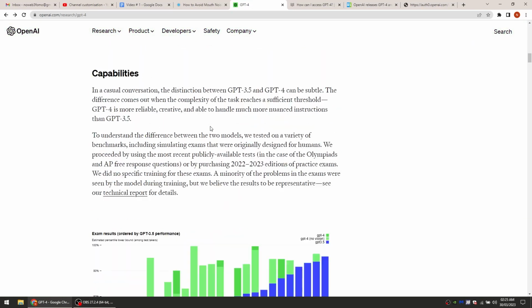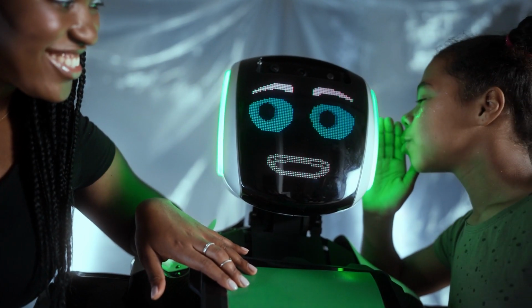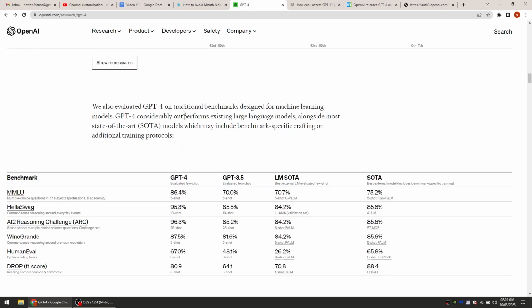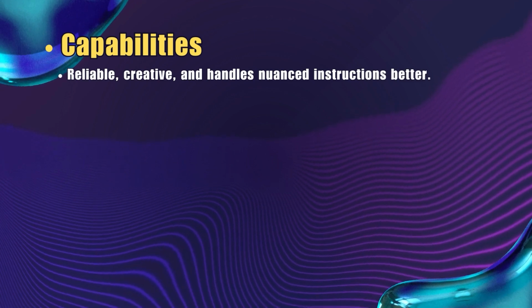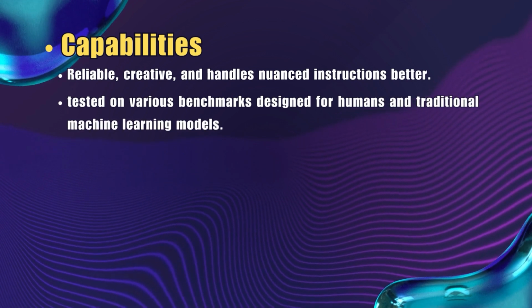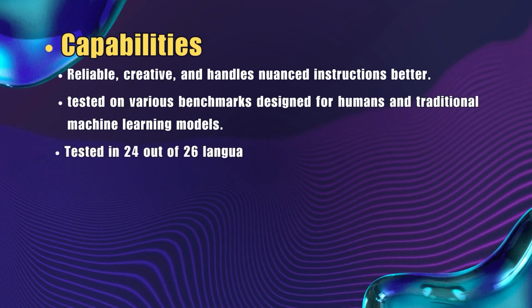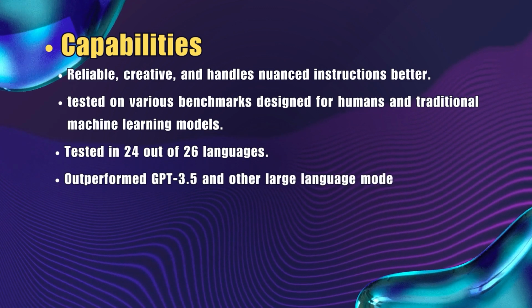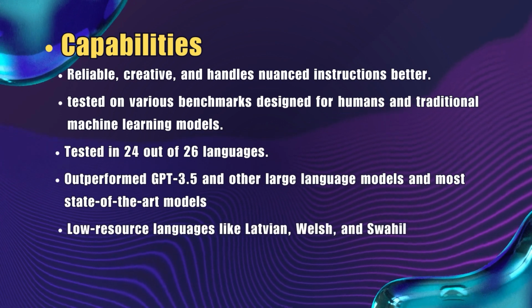Moving on to the OpenAI GPT-4 page, we can see some important topics: capabilities, limitations, risks, and mitigations. Starting with capabilities, in general, GPT-4 is capable of answering questions and reading images more humanly than ever, but breaking down these reports into simpler terms, we can say that GPT-4 is more reliable, creative, and handles nuanced instructions better than GPT-3.5. It was tested on a variety of benchmarks, including exams designed for humans and traditional machine learning models. GPT-4 was tested in 24 out of 26 languages and outperformed GPT-3.5 and other large language models and most state-of-the-art models, even for low-resource languages like Latvian, Welsh, and Swahili.